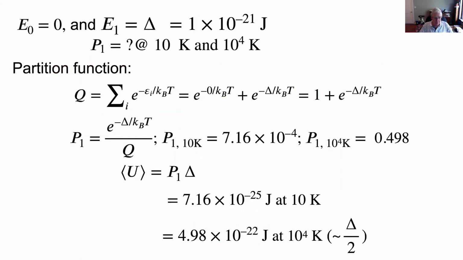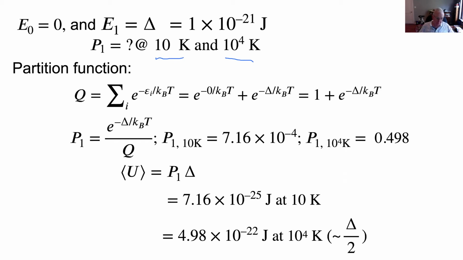All right, so to start putting together the partition function, my ground state has energy equal to 0. My upper state has energy equal to delta, which we're going to call 10 to the minus 21st joules. We're trying to find, say, the upper state probability at these two temperatures, right? And if I get the upper state probability, the lower state probability is just going to be 1 minus that, because those are the only two states I can be in.